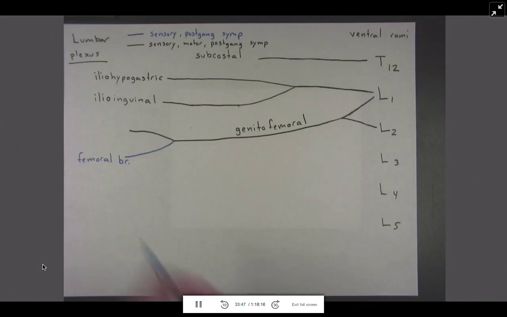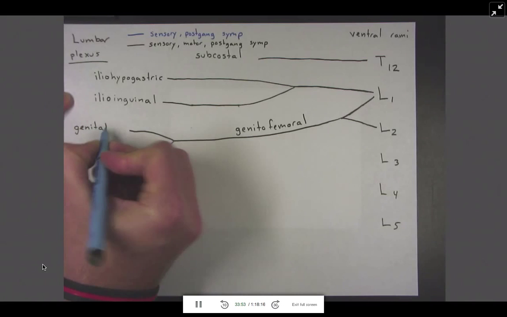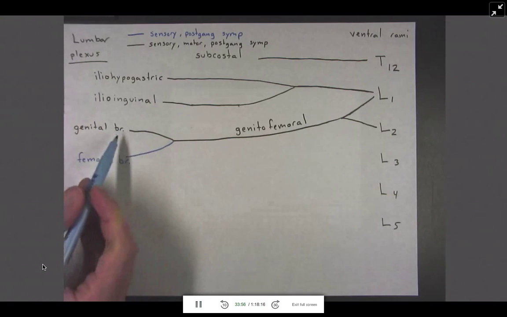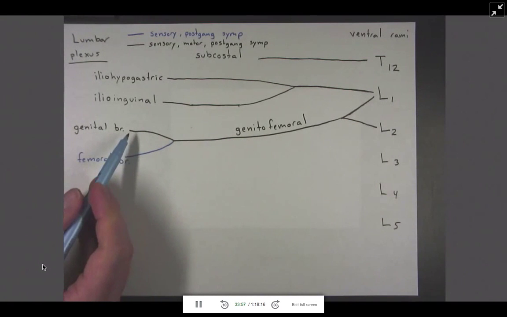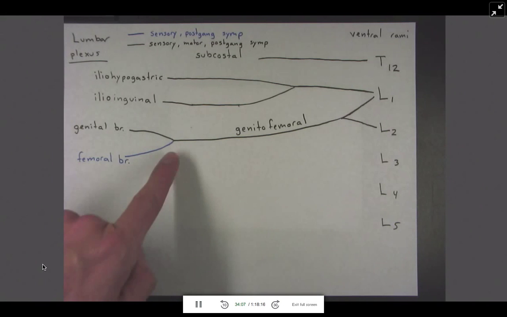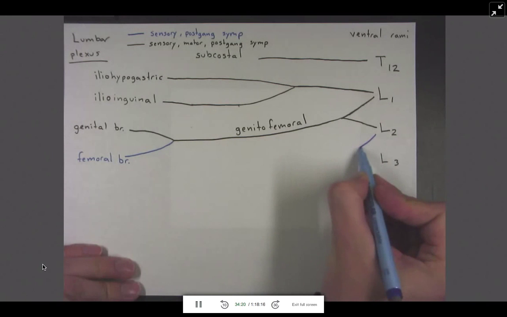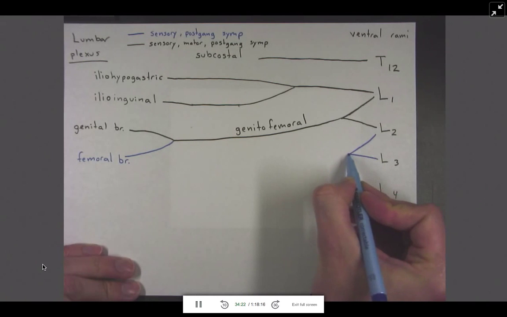So that means that the genital branch of genitofemoral is sensory, motor, and postganglionic sympathetic. Just the femoral branch. No more motor axons in femoral branch. It's only sensory and autonomic. Okay, L2 and L3 come together to form a cutaneous nerve. So I'm back to the blue.